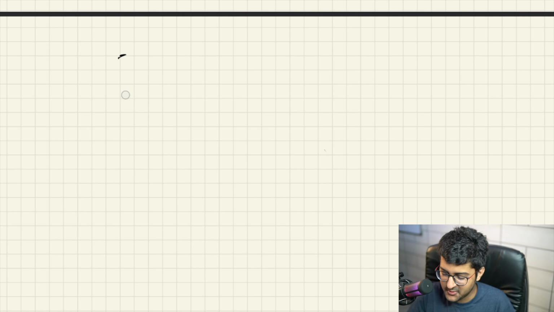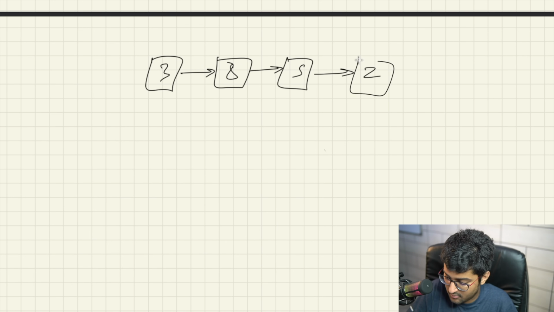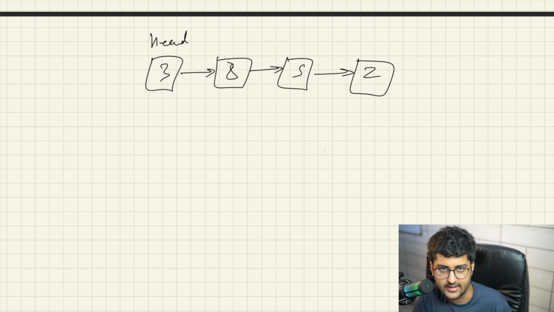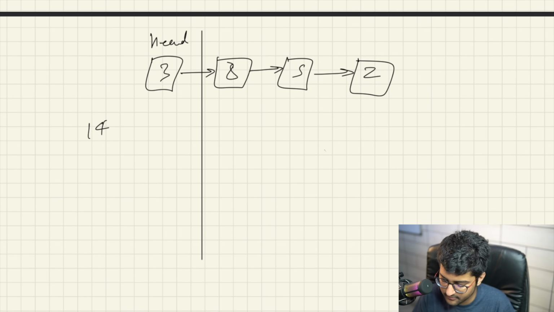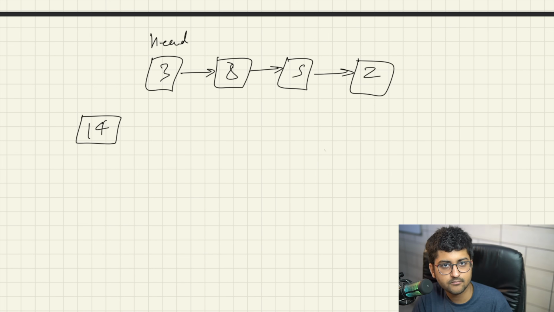One thing let me share with you is, let's say you already have a linked list. Imagine you already have a linked list like this. Head is pointing over here. And you want to add a new node at the very first index. You want to add something like 14 or whatever. How do you do it? First of all, you create 14.